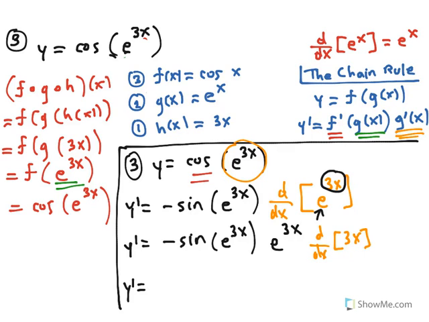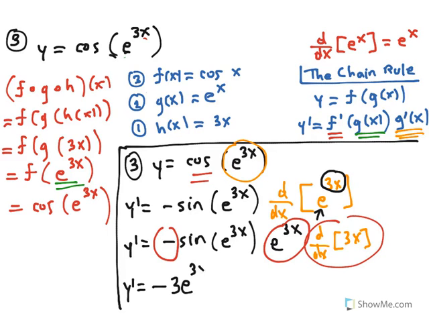So now we have y prime is equal to, this will give us 3. We have a negative 1 here, so we get negative 3. And I think I'll write this e to the 3x first. So we have negative 3 e to the 3x times sine of e to the 3x. And that's our final answer for number 3.